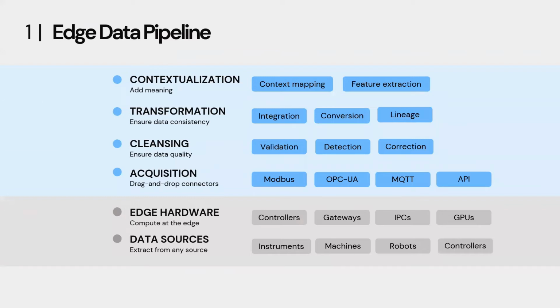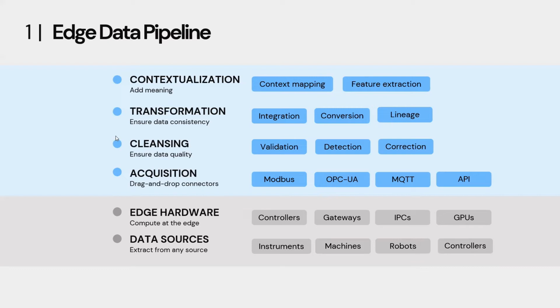So the edge data pipeline layer focuses on data acquisition, cleansing, transformation, and contextualization. And typically, edge data is very inconsistent, and very often it's very noisy, and there's a lot of not very useful information in that data. So this is a very important stage to prepare your data so that it becomes very valuable and very easy to use at the end.